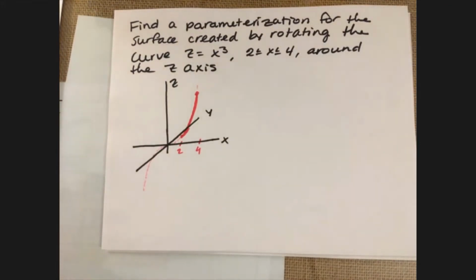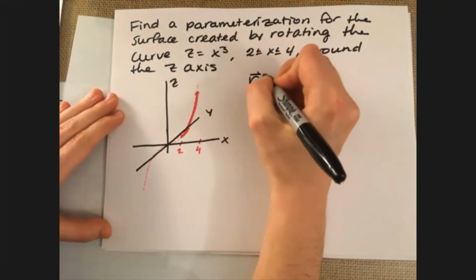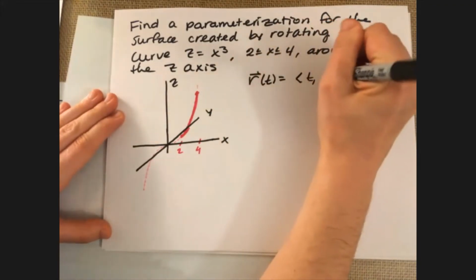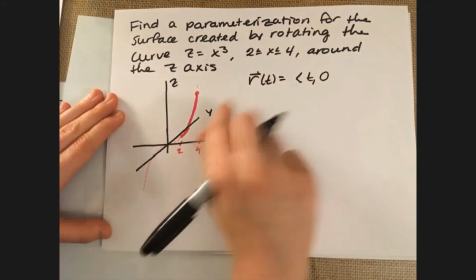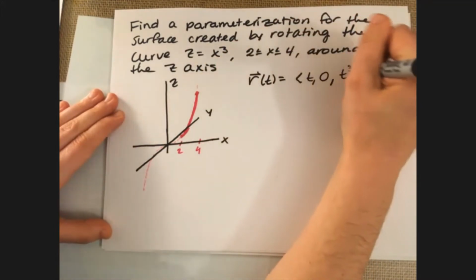We want to parameterize that, which is step 1. So we need to write r of t is equal to, well, we just replace the x with t, and then we get 0 because there's nothing going on in the y direction, and then we have t cubed here for z.